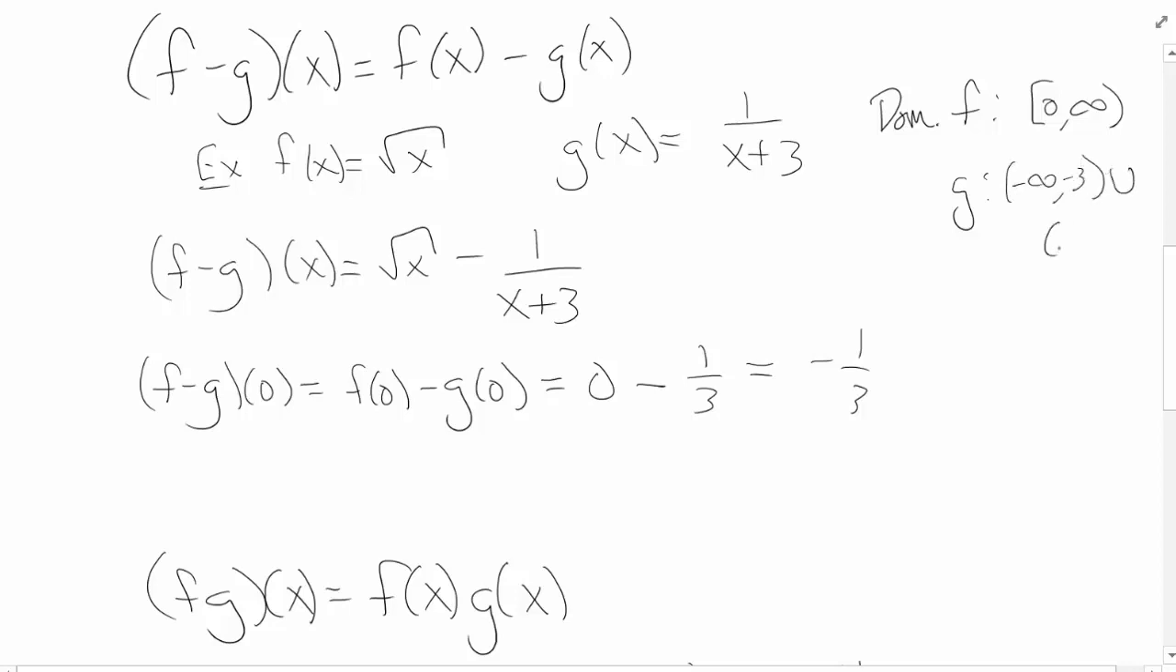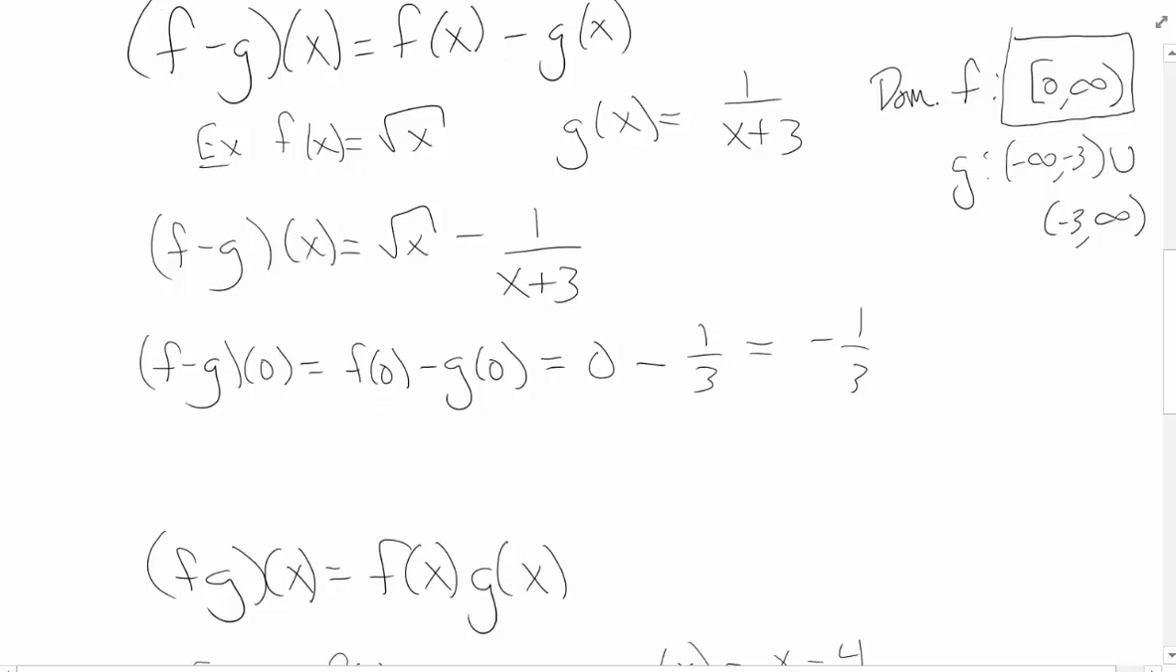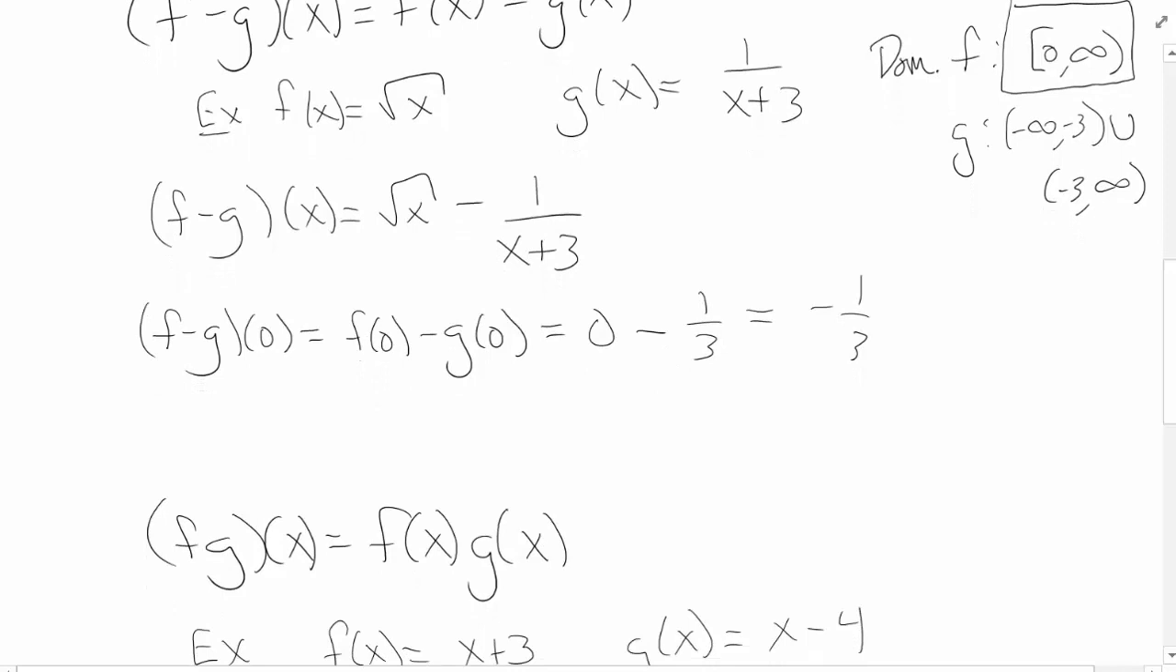I'm going to run out of room. I'm so sorry, it's going on to the next line. But the intersection of these two is essentially the domain of f. There's a problem at g at -3, but that's not included in here. So the domain of f minus g is going to be 0 off to infinity.